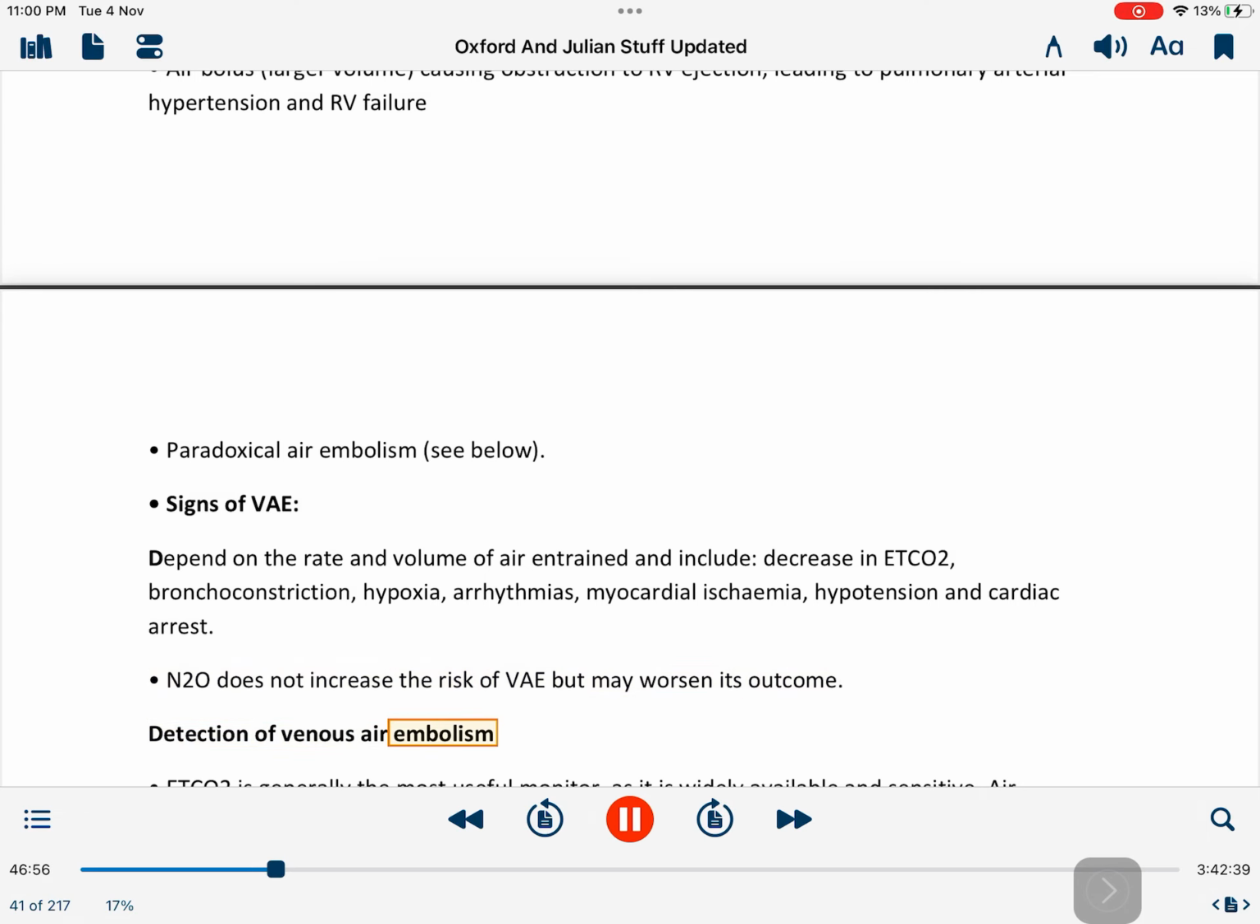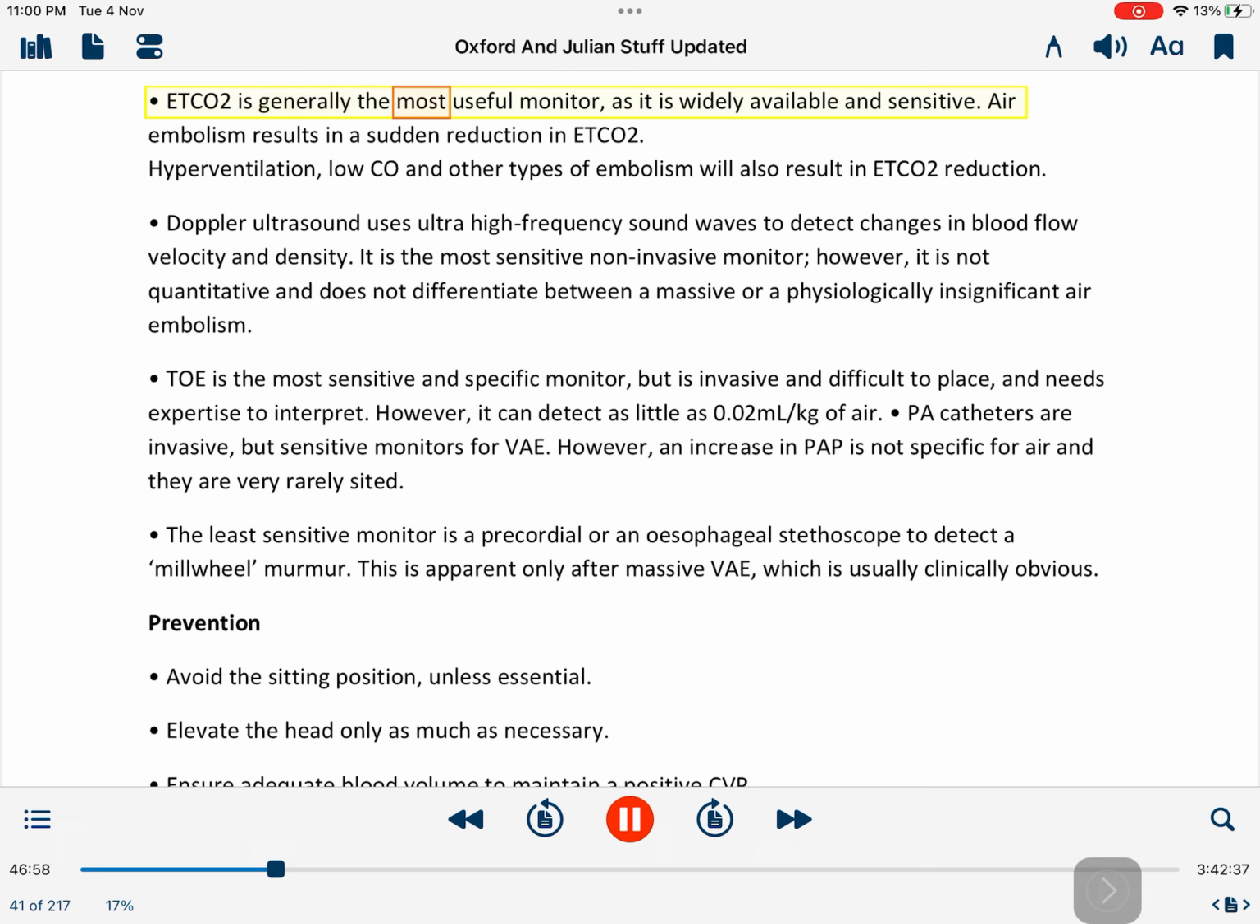Detection of venous air embolism. ETCO2 is generally the most useful monitor, as it is widely available and sensitive. Air embolism results in a sudden reduction in ETCO2. Hyperventilation, low CO and other types of embolism will also result in ETCO2 reduction.